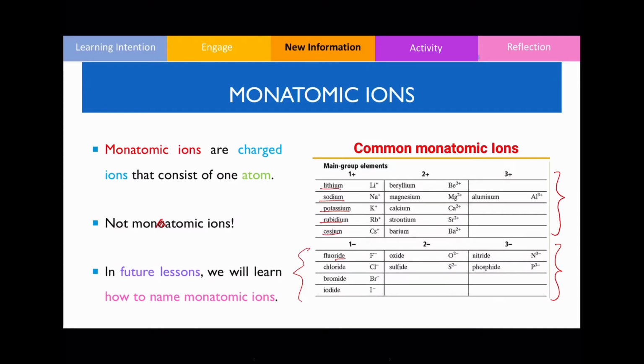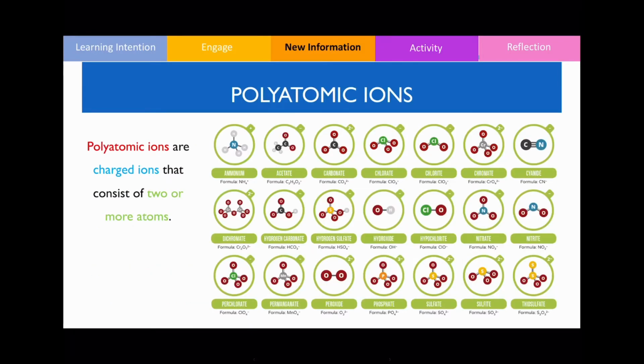We're going to go into a bit more detail later on as to how we actually name these monatomic ions. In contrast, poly means many, so polyatomic ions are ions that consist of more than one atom. As shown on the right hand side, there are many different types of polyatomic ions. Unlike monatomic ions, where the naming is easier and you can find the name based on the periodic table, each of these polyatomic ions has its own special name, so you have to rote learn these names.